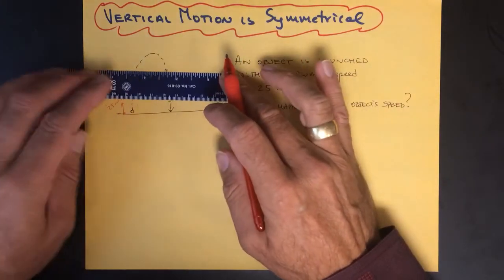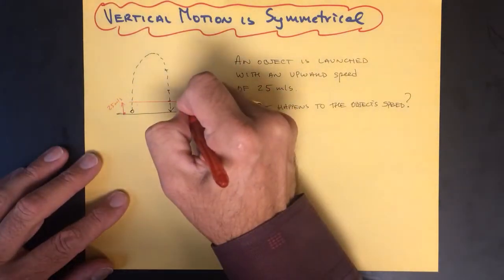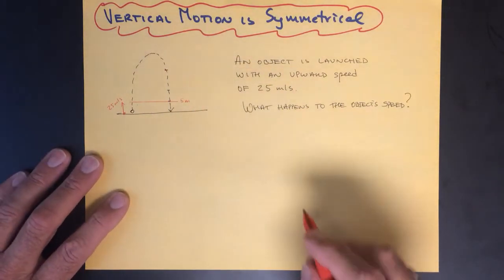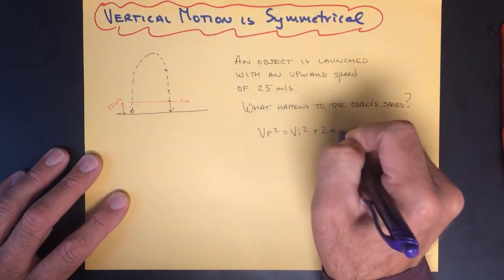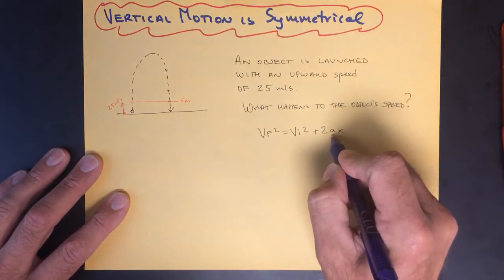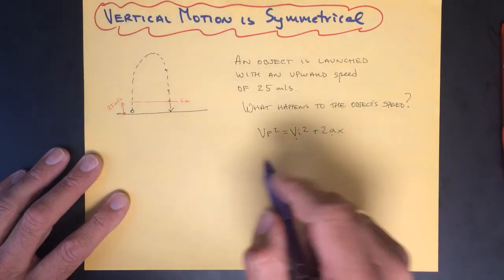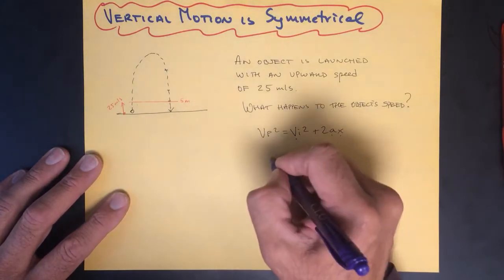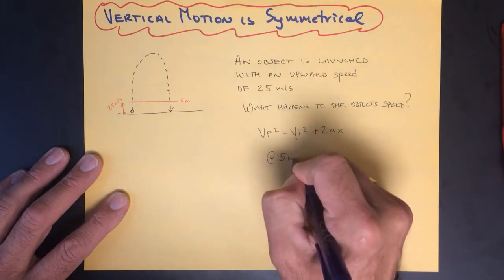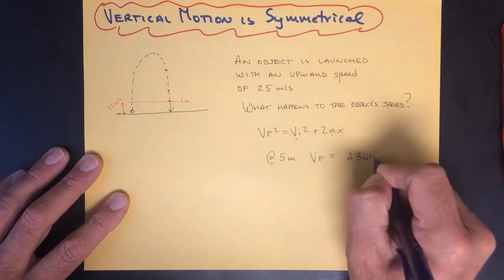Let's draw a horizontal line here at the 5 meter mark. So this is 5 meters. At 5 meters, if we use Vf squared is equal to Vi squared plus 2ax. So at the 5 meter mark, we know a is negative 9.8, and we know that the initial speed is positive 25 meters per second. We can calculate the final velocity. And what we find is that the final velocity calculates to be 23 meters per second. So at 5 meters, Vf is equal to 23 meters per second.